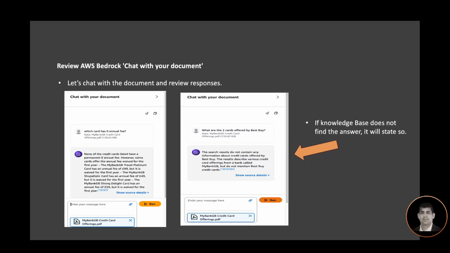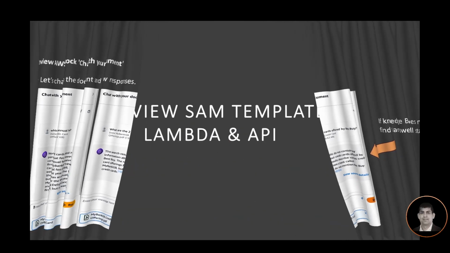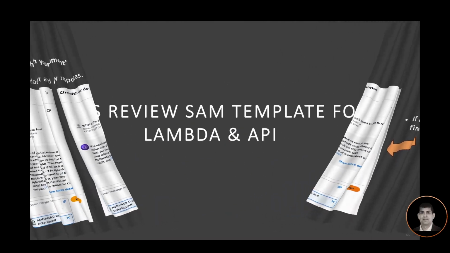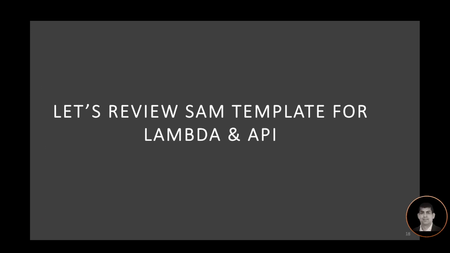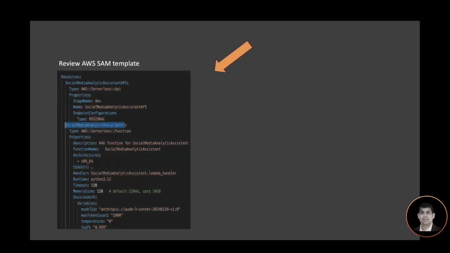In my case, I'm not using the console, so I want to show the approach of the Bedrock API via Lambda, and I want to use the Serverless Application Model. So let's look at the SAM template, which is going to define the resources, and then we'll look at the Lambda function also. In this SAM template, I have two resources defined. One is the REST API and the second is the Lambda function named social media analytic assistant function.